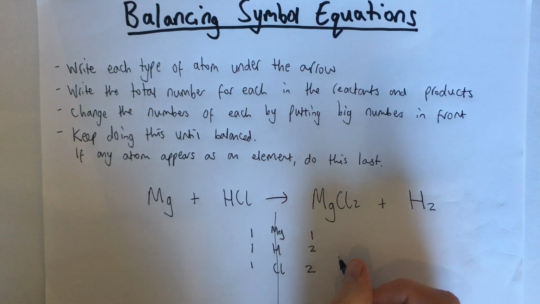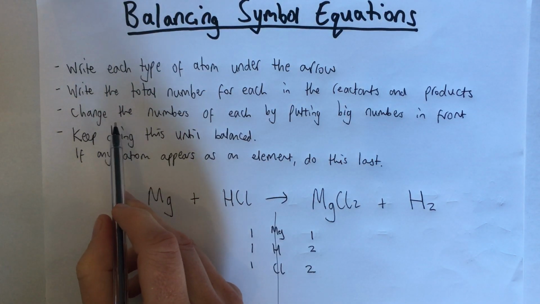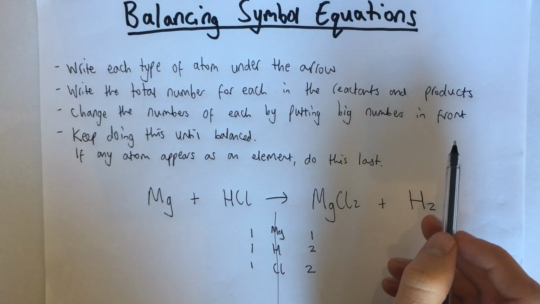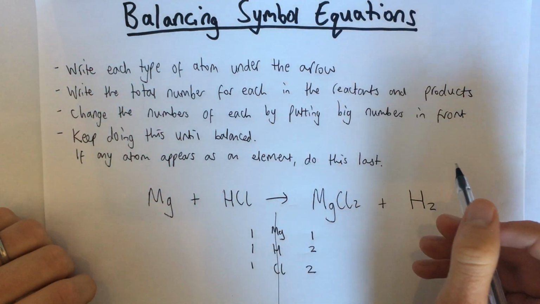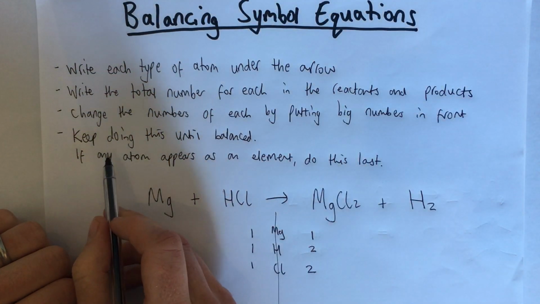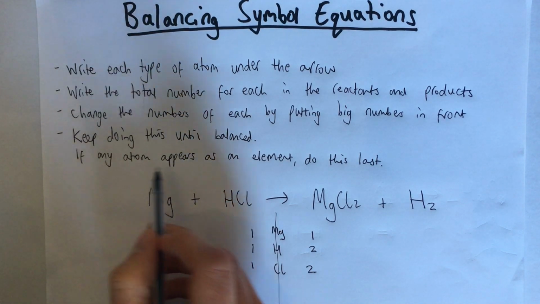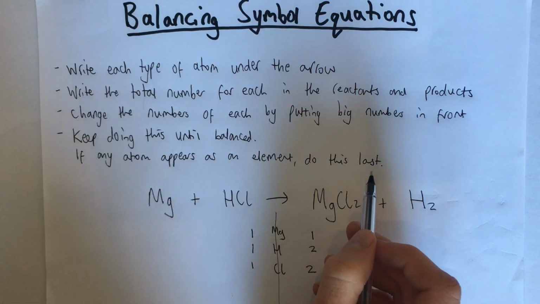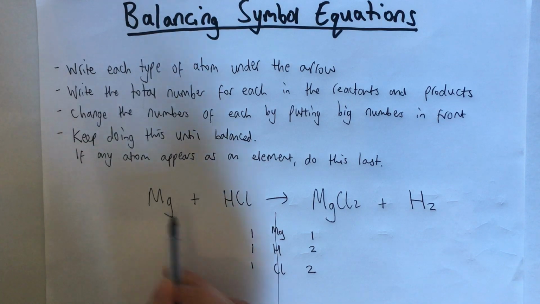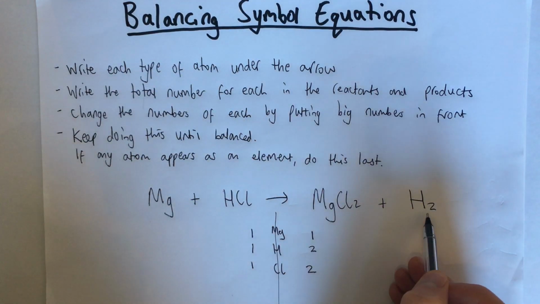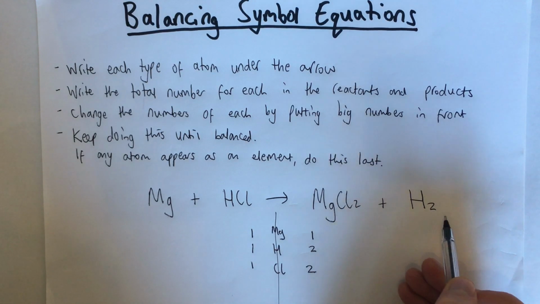We need to do the next step, which is to change the numbers of each by putting big numbers in front. Okay, that's fine. It says that we're going to keep doing this until balanced, and if any atom appears as an element by itself, to do this last. Well, magnesium appears by itself, but that's already balanced, so I won't worry about that. Hydrogen also appears by itself as an element, so I'll do that one last.